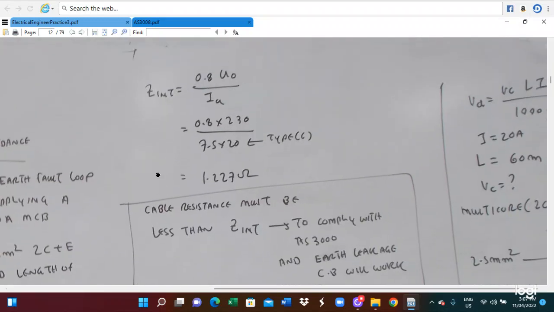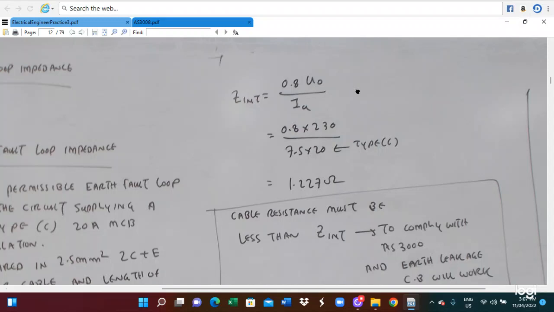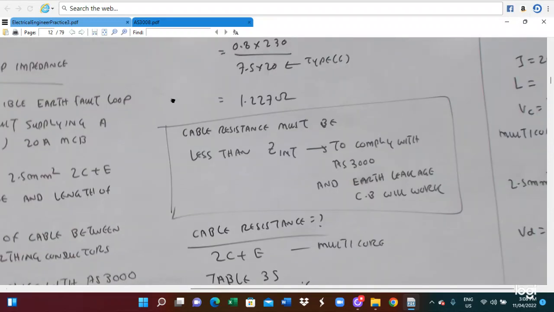Firstly we have to calculate ZIND, 0.8 U0 by IE. In this case, U0 is the phase voltage, 230 volt, and IE is for a type C circuit breaker, 7.5 times the fault current. In this case, 20 ampere is the MCB current. This one multiplies by 7.5 because of type C. So I equals the type C circuit breaker current multiplied by 7.5. This is the rule. By substituting into the formula, we get 1.2270.